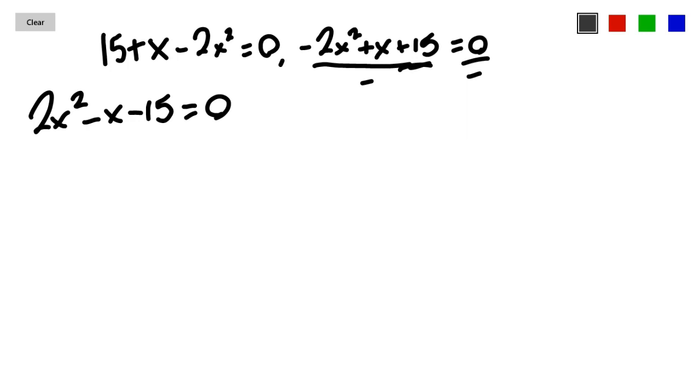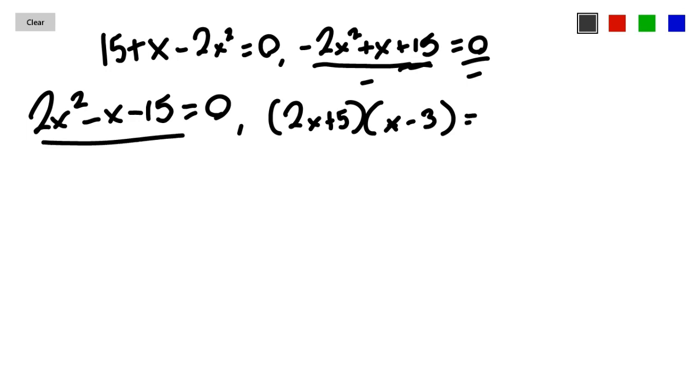What I'm going to do is reverse FOIL this. I'll have 2x and x as my factor pairs, and the idea is to find two numbers that multiply together to get negative 15 and add together to get negative 1. I notice that if I use the factors 3 and 5, with a positive 5 right here and a negative 3 right here, and I FOIL this out, I'm going to get the exact equation that I have over here. So I know that this is the correct factor pair.